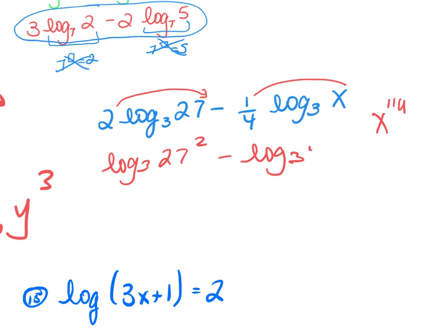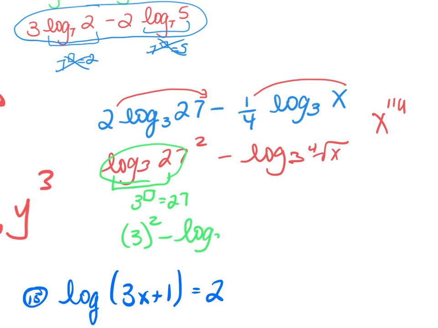So log 3 of 27 to the 2nd power minus log 3. What's another way I can write x to the 1/4? The 4th root of x. The 4th root of x, okay? Now look right here. What is log 3 of 27? Can I say 3 to a certain power gives me 27? Yeah, 3 to the 3rd. So this expression right here simplifies to the whole number 3. And then you still have this squared here. Minus log 3 of the 4th root of x.